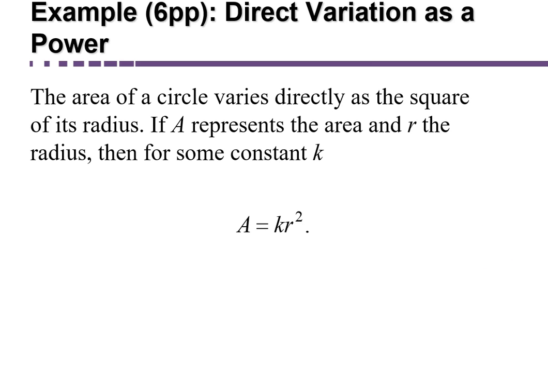Okay. So, let's do example 6 now. It says the area of a circle varies directly as the square of its radius. Now, diagrams are nice, so let's just make a little diagram here. So, this is my circle. This is a radius from the center to the outside point. And now we're looking for area. So if A represents the area and R the radius, then for some constant K, we get area equals k times the square of the radius. And that's where we have our exponent associated.